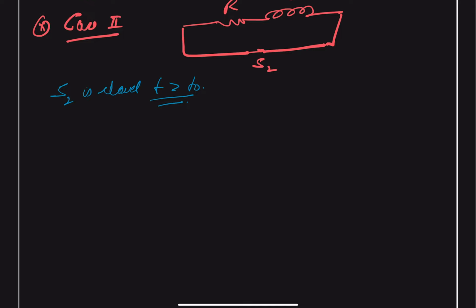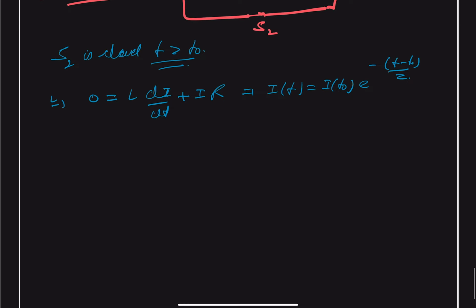In this case, there is no voltage source in the circuit. So we can write the equation 0 equal to L di upon dt plus I multiplied by R, and from here we can write the equation for the current: I of t will be equal to I at t naught times e raised to power minus (t minus t naught) upon tau. So this I at t naught is the value of the current at time t naught.